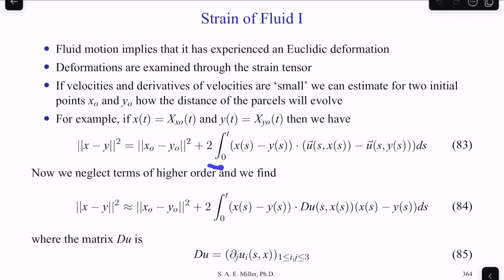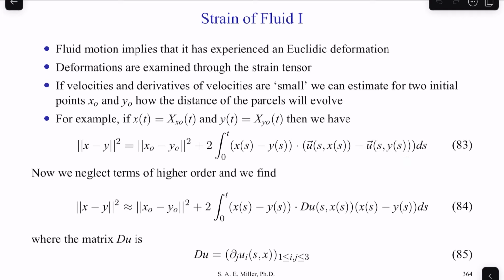We'll say this is twice of an integral along a line s between the two vectors, a path of x(s) minus y(s), dotted with the particular vectors u of s of x and u of s of y. s is the path in space. x and y, of course, are the two positions.